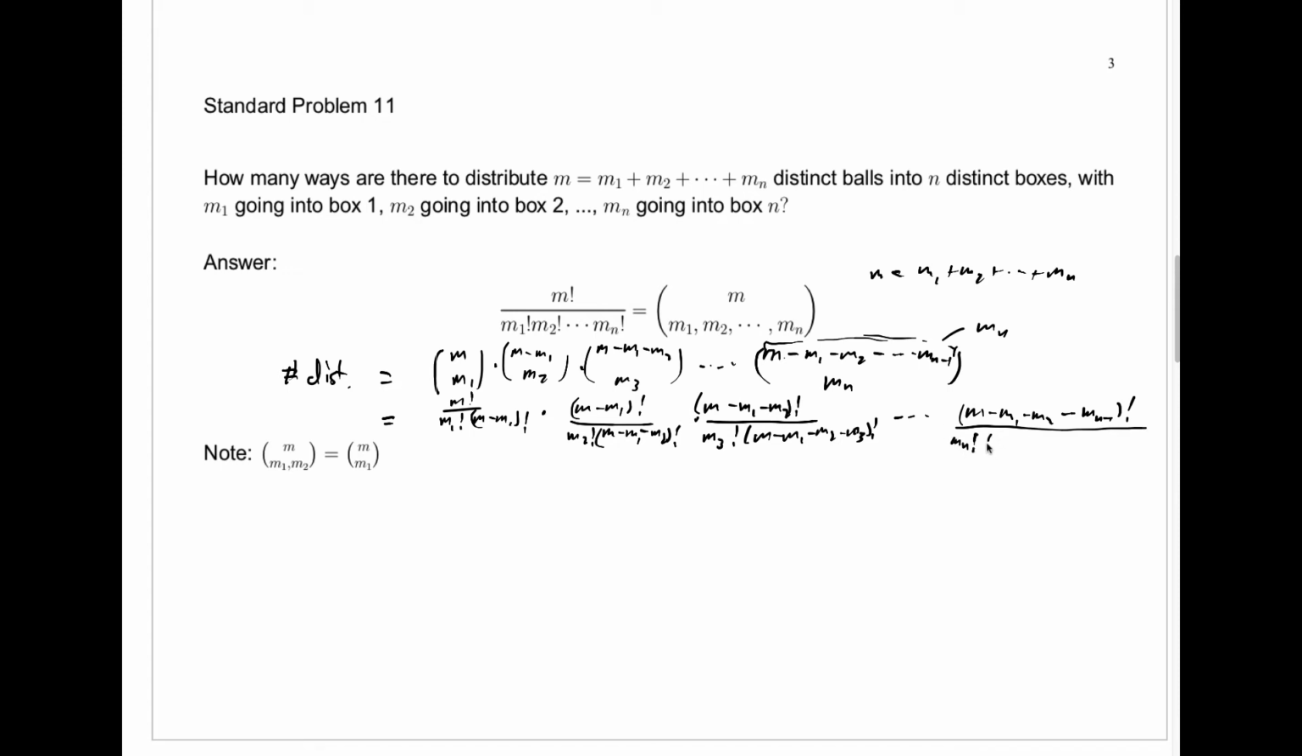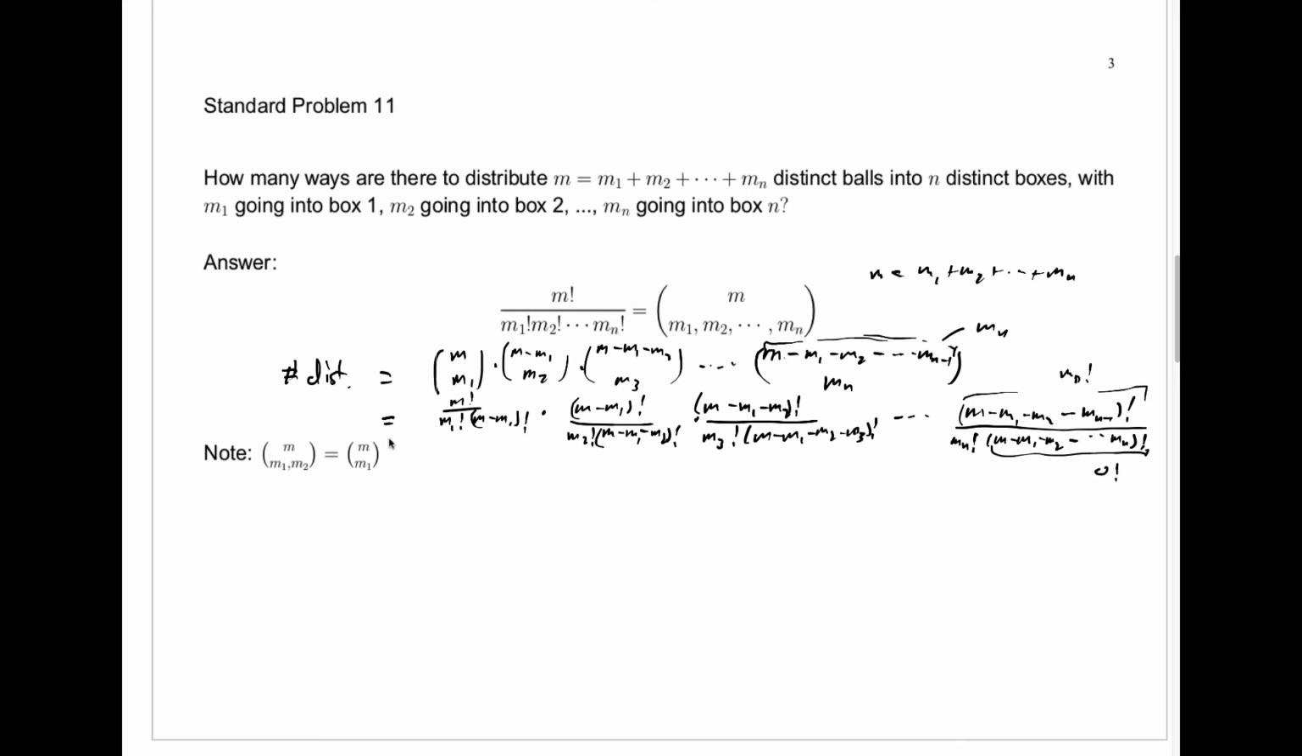And then here we'll have m − m1 − m2 all the way up to m sub n − 1, and we subtract m sub n, so we go all the way up to m sub n factorial. Notice that this last one here will be 0 factorial. This one on top here will be m sub n factorial. So that whole thing at the end is just 1.